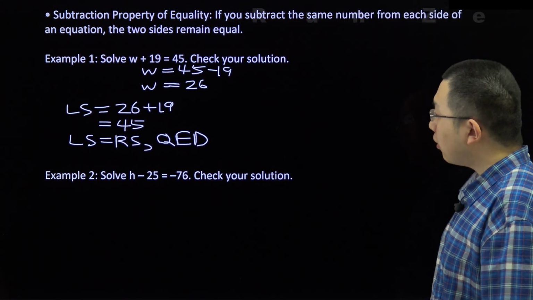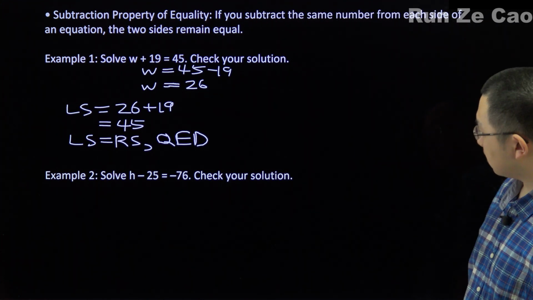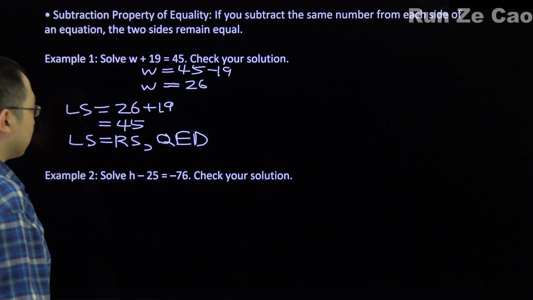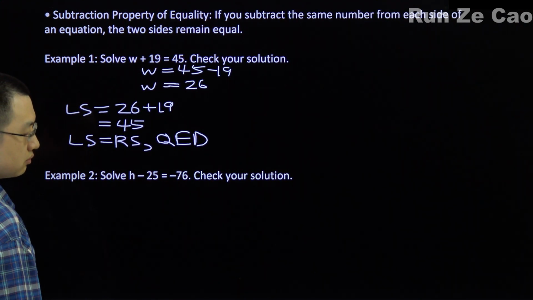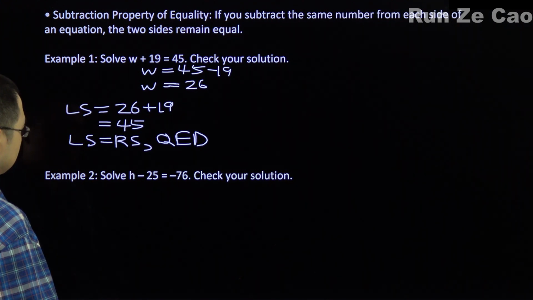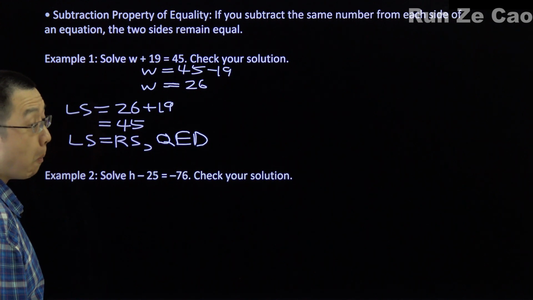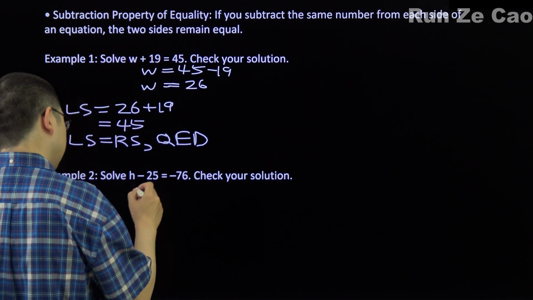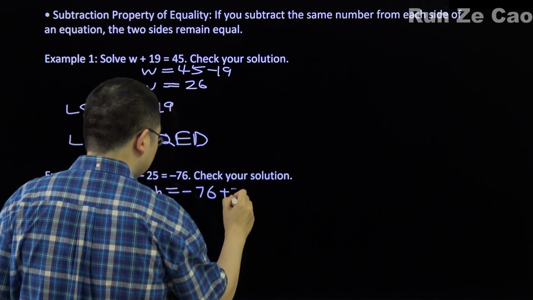Okay, example 2. Solve h minus 25 equals negative 76. Check your solution. Hey guys, how do 25 and 75 relate with each other? What about 76? It's really close to 75, isn't it? So, h is equal to negative 76 plus 25.